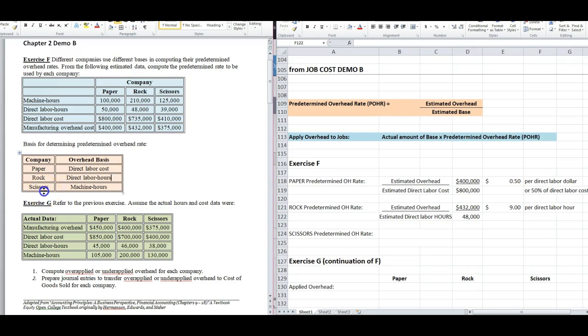Now we have Scissors. Scissors decides to use machine hours as their overhead basis. So we are going to take, for their predetermined overhead rate, estimated overhead divided by estimated machine hours. Their estimated overhead is $375,000. Their machine hours are 125,000. So we'll take the 375 and divide it by the 125,000 machine hours, and we get $3 per machine hour.